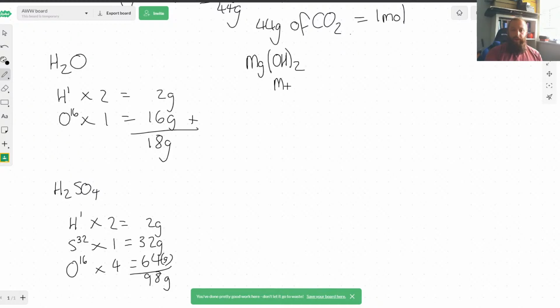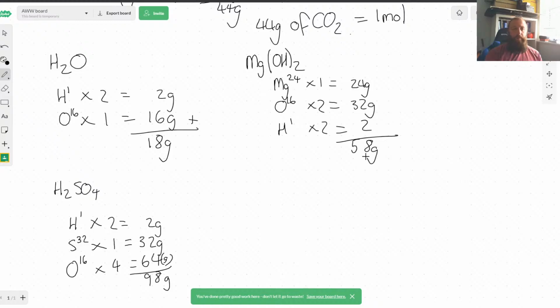So magnesium has a mass of 24, but I've only got 1 of them. So that means I've got 24 grams in my molecule. Oxygen we said was 16, but I've got 2 of them. So that's 32. And hydrogen, I've also got 2 of them. So that's 2. 24, 56, 58. So 1 mole of magnesium hydroxide is 58 grams.